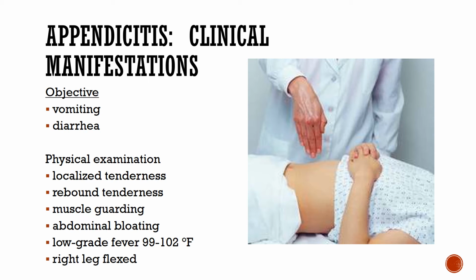Muscle guarding, which is tensing the abdominal muscles to guard inflamed organs, may be observed. You may see abdominal bloating. They may have a low-grade fever of 99 to 102 degrees Fahrenheit, but a fever is not always present. Often the patient will lie still with the right leg flexed up for comfort.